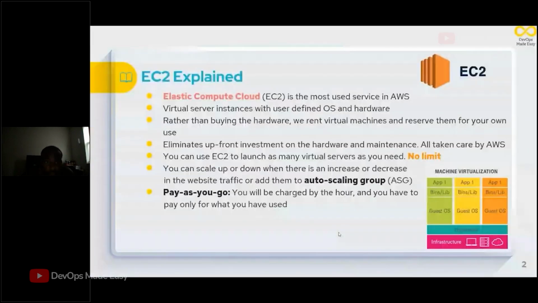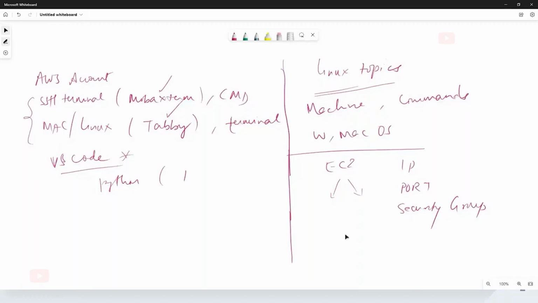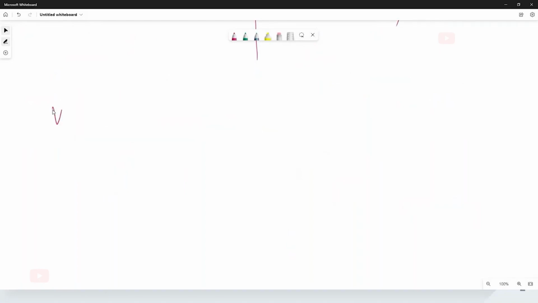So what is an EC2 instance? First of all, EC2 is the most used service in AWS, because it is a VM, a virtual machine. So what is a virtual machine? Anyone? It's a machine existing virtually somewhere, right? Somewhere in the sense it is available inside the data centers. We call it the cloud. Inside the cloud services provider, we create VMs.